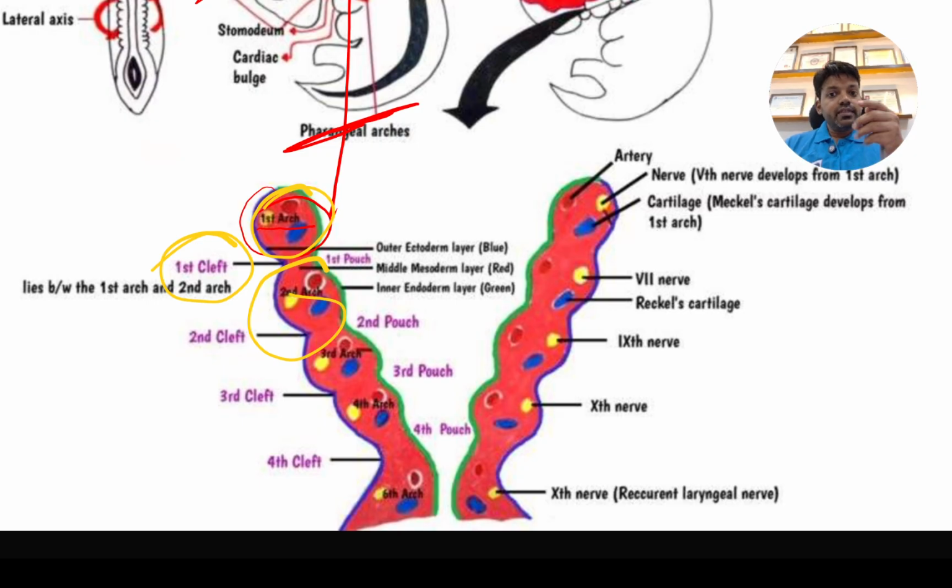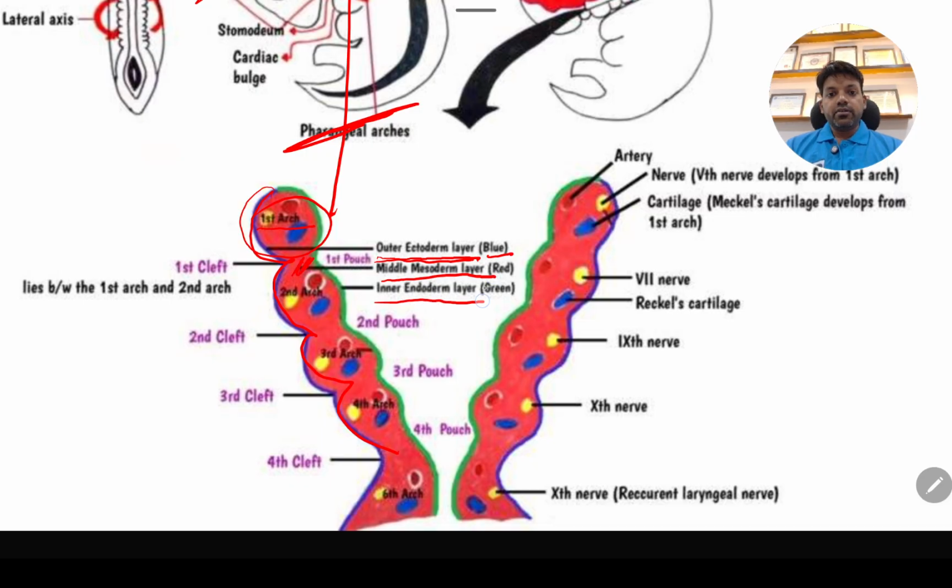Now in these arches there are different layers. One is the outer ectoderm layer, which is blue in color. This is the outside, called ectoderm. You have studied this actually. Ectoderm, endoderm, mesoderm. This is not new for you. These are layers of the embryo. The middle layer is mesoderm, which is red in color, and the inner endoderm, which is green in color. So these are the three different layers.